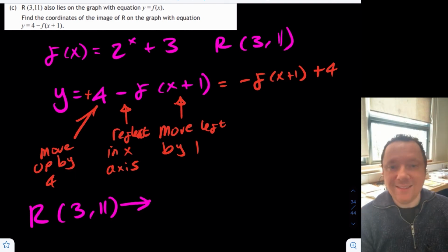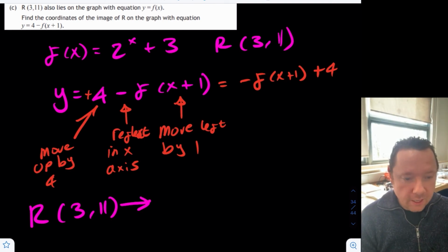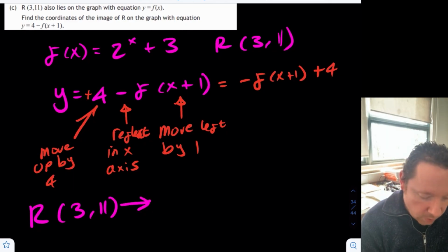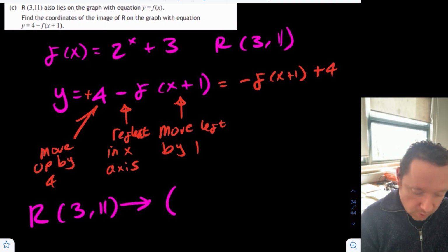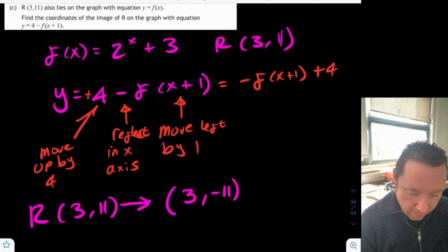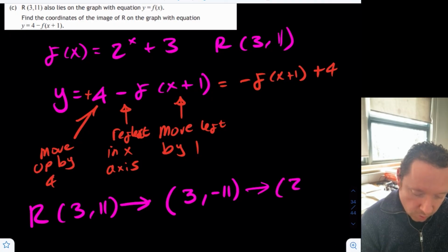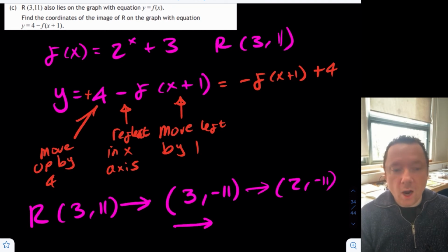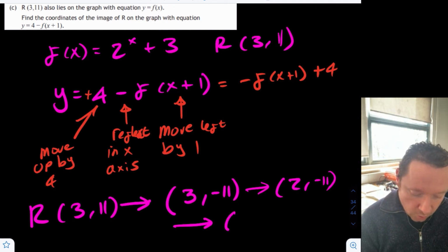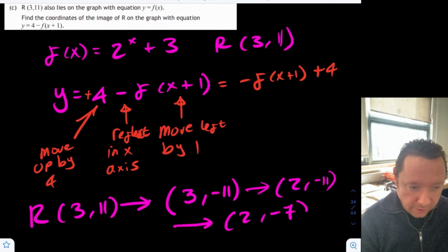So doing the things in the correct order, we apply our reflection, and then we move to the left, and then we move up. So our reflection, minus f of x plus 1, 3, 11 becomes 3, minus 11, because it drops down underneath. And then that goes to moving left by 1, so 3 becomes 2, so 2, minus 11. And then finally, we need to move up by 4, so we get 2, minus 7 as our final answer.